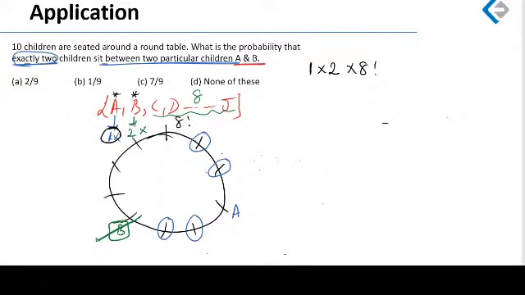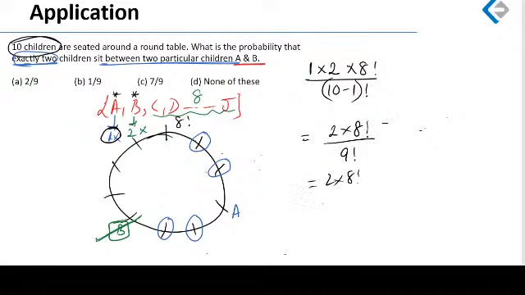Divided by, 10 children around a circular table, how many ways can they sit if there is no restriction that 2 fellows should sit between A and B? That is 10 minus 1 factorial, that's the total. So evaluate 2 into 8 factorial divided by 9 factorial. 9 factorial can be written as 9 times 8 factorial. Cancel. Therefore the required answer is 2 by 9.